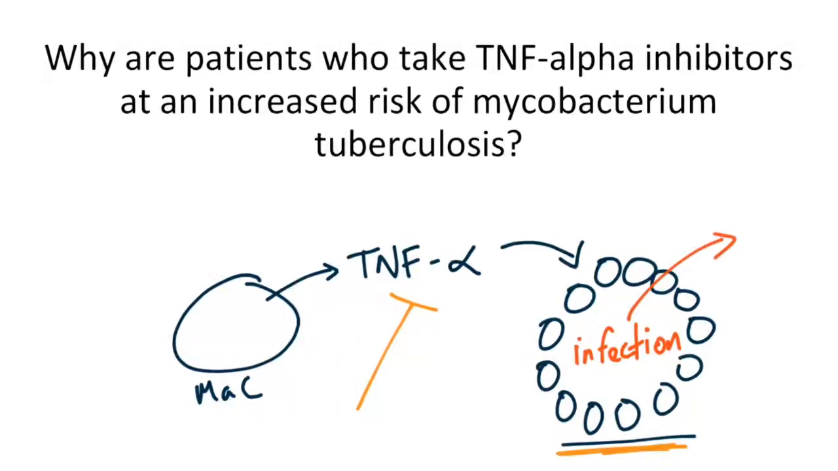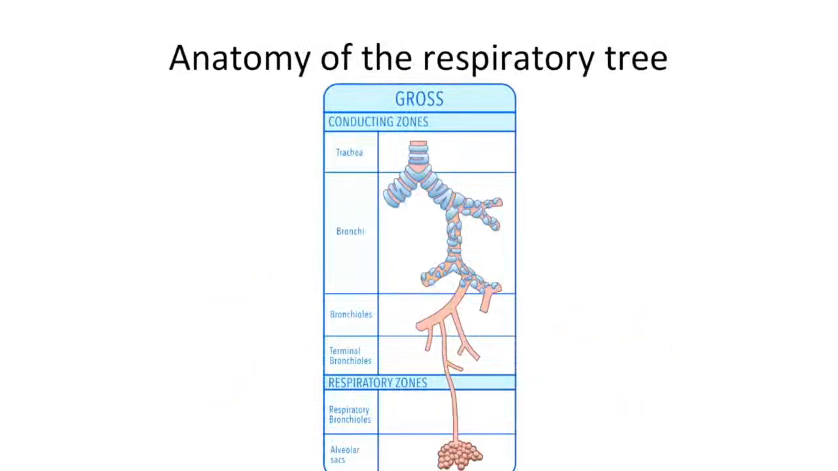Okay, let's move on to the respiratory tree. This is figure 3.1 from your text, which shows the normal anatomy of the respiratory tree. For step 1, it's important to remember that the respiratory tree can be divided into two parts, the conducting zone and the respiratory zone. The conducting zone is the part of the airway that doesn't participate in gas exchange, and the respiratory zone is the part of the airway that does participate in gas exchange.